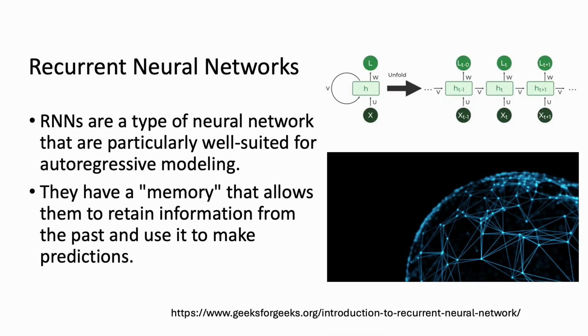Recurrent neural networks are a type of neural network that is particularly well suited for autoregressive models. They have a memory that allows them to retain information from the past and use it to make predictions. Let's look into some actual applications of recurrent neural networks in the practical world.